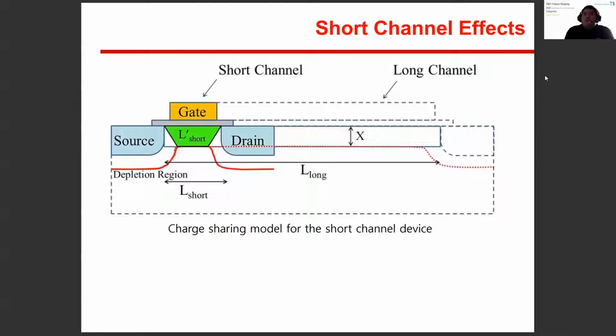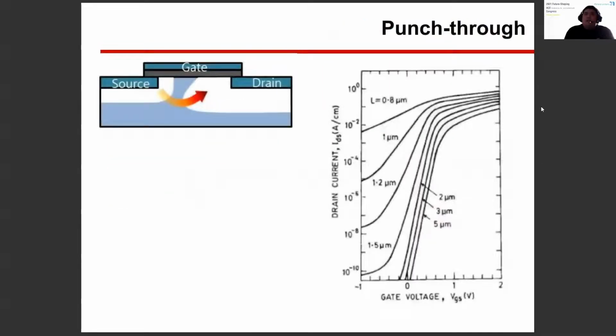As you can see, for modern devices, because the channel length is relatively shorter than in the conventional devices, there can be a lot of difficulties in controlling the MOSFET than in the older devices. We can call these effects short channel effects. One of the most significant short channel effects is the punch-through effect.